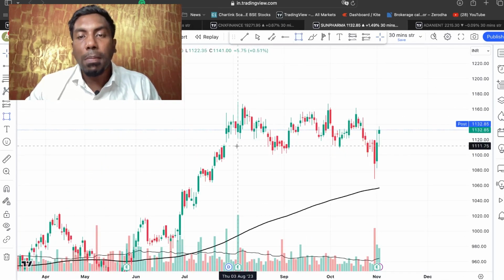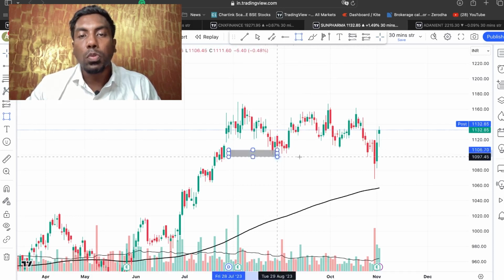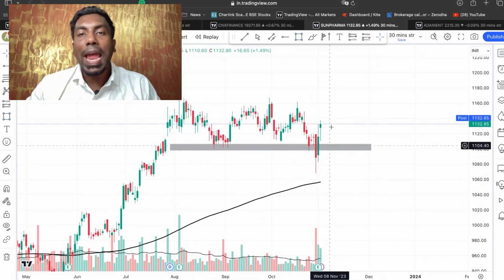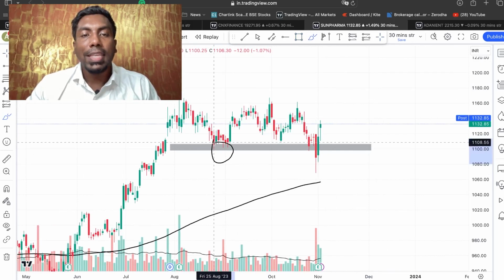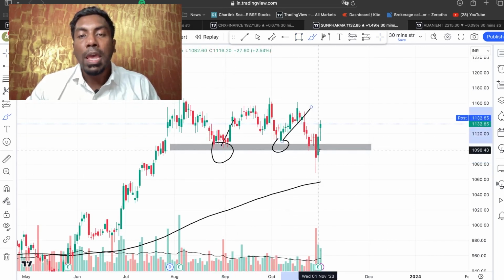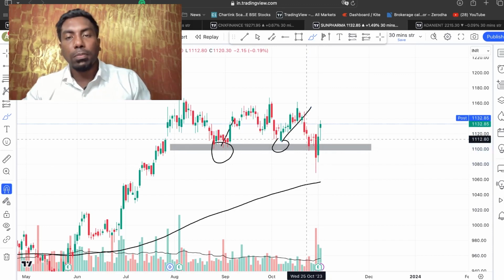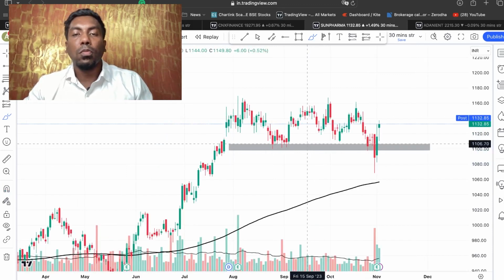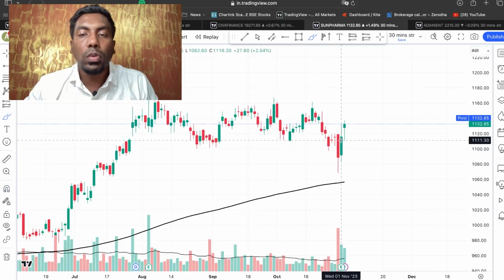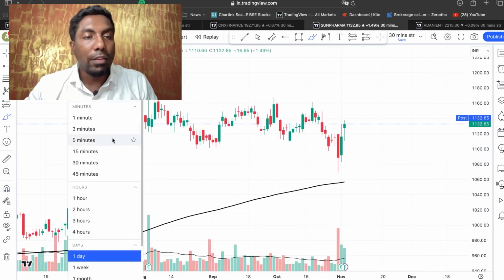So in Sun Pharma, if you see, there is an important support zone here. This is an important support zone, and here, if you see, exactly it came here and it went up. On this side also it came down and it went up, and here it gave a bullish trap. So what exactly is a bullish trap? Once you get a bullish trap, you have to soon enter the trade.